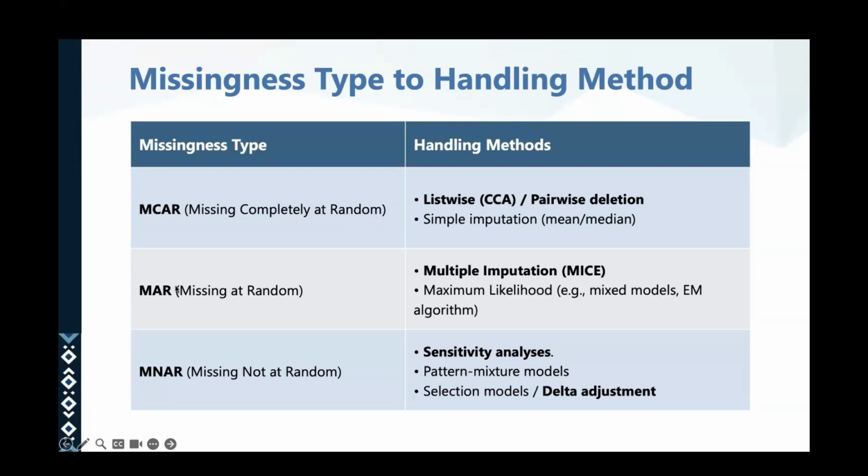So the second type, if you have missing at random, which is actually the most common form of missingness, you can do multiple imputation, particularly multiple imputation by chained equations, which is often the go-to method in most analysis software. There are other techniques that you could use, but multiple imputation is the way to go.